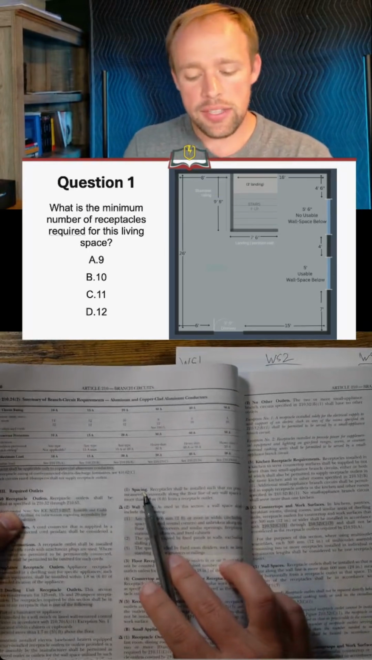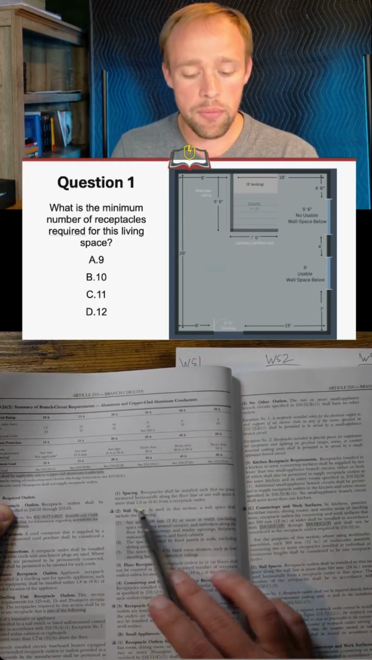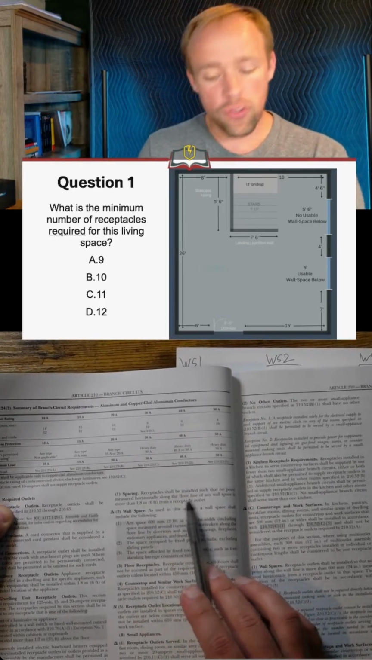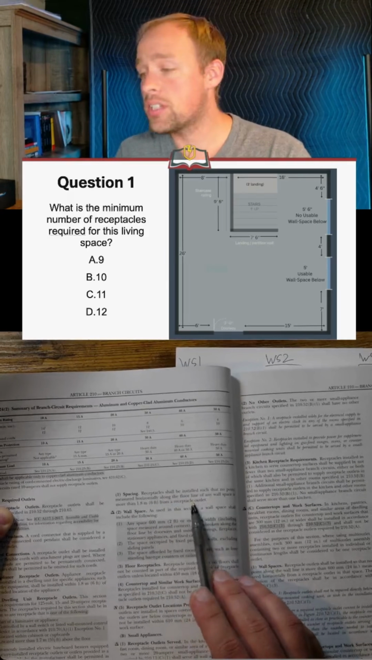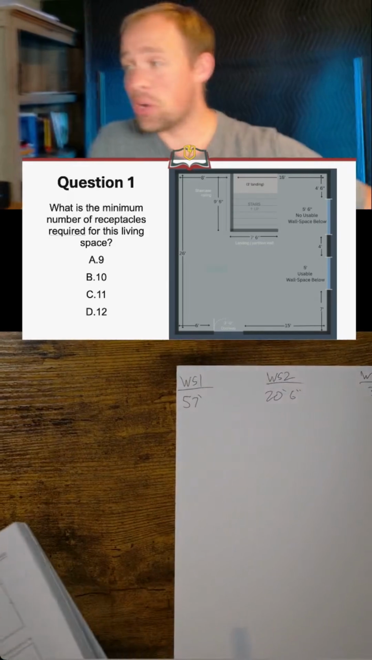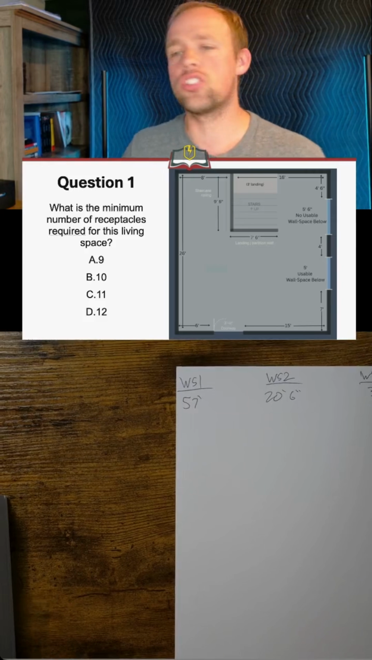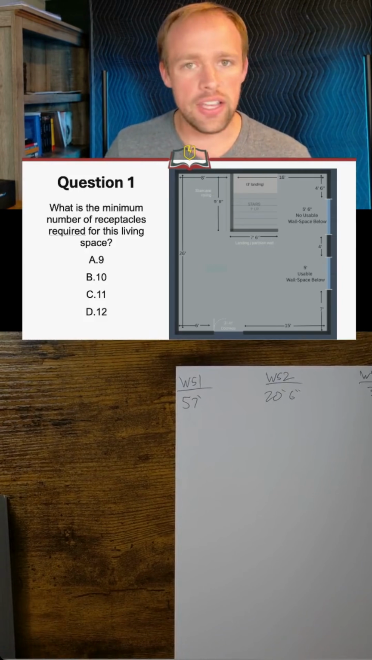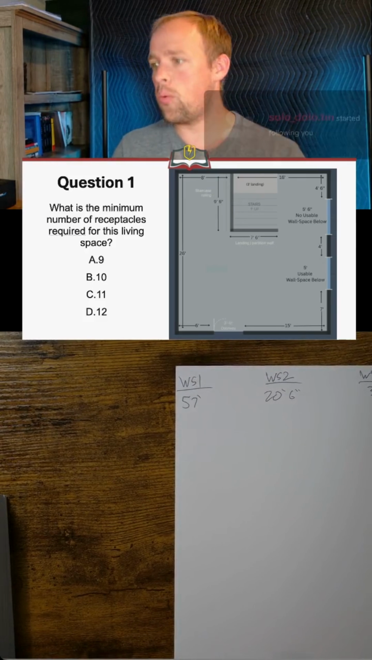It says spacing. Receptacles shall be installed such that no point measured horizontally along the floor line of any wall space is more than 6 feet from a receptacle outlet, okay? So some people read this incorrectly and they say, okay, I need to install an outlet every 6 feet. That's not what it says, okay? It says 6 foot, 12 foot rule. This is how we describe it, okay?